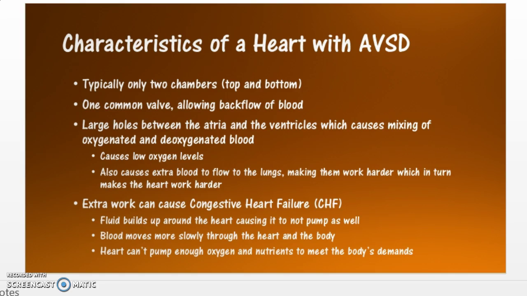A heart with an AVSD typically only has 2 chambers, a top and bottom, 1 common valve allowing backflow of blood, and large holes between the atria and the ventricles, which causes mixing of oxygenated and deoxygenated blood. This causes low oxygen levels and also causes extra blood to flow to the lungs, making them work harder, which in turn makes the heart work harder.